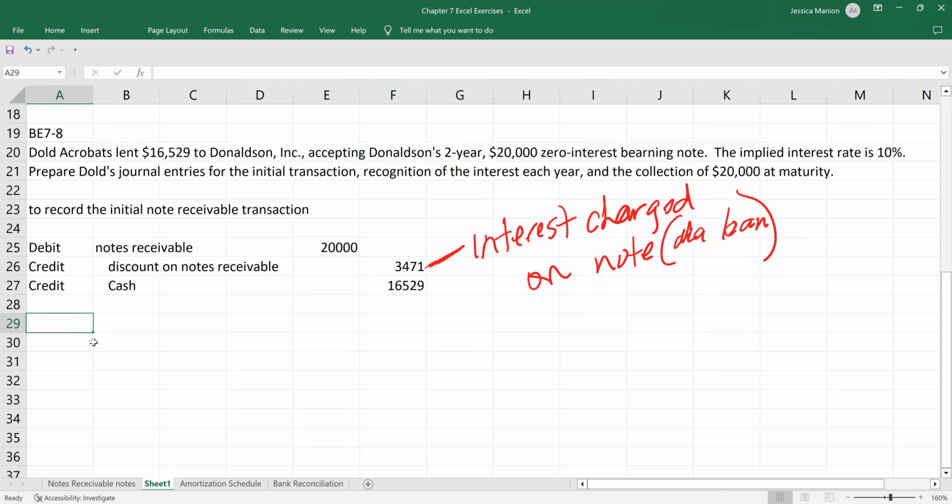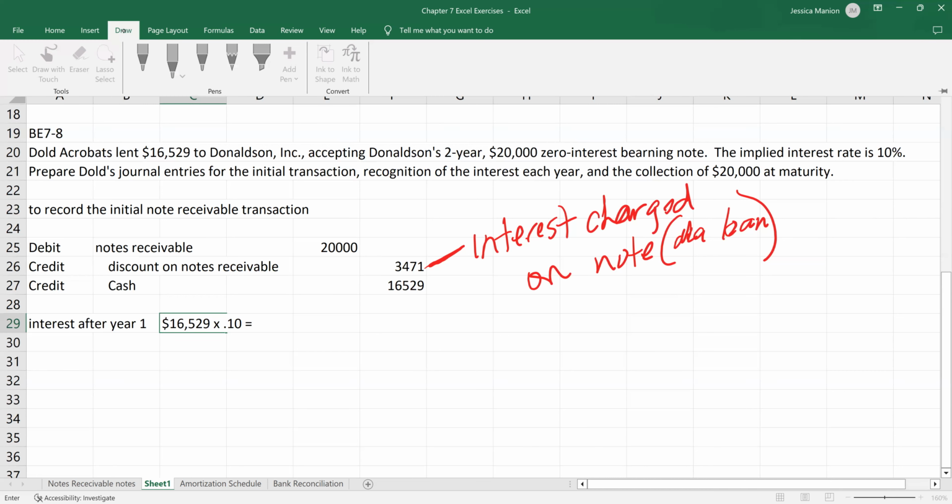Now, when we record our first year of interest, right? So interest after year one, and I'll do the numbers here. When we record our first amount of interest, we're taking the 16,529 they owe us, or that we lent them, times the 10% interest. That's the amount explicit in the implied interest rate. Let me highlight that up here.